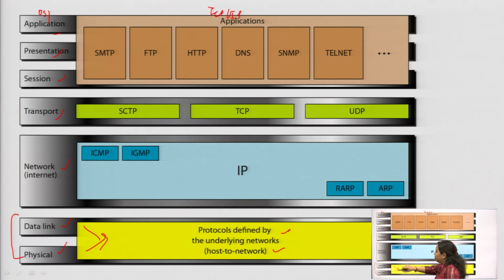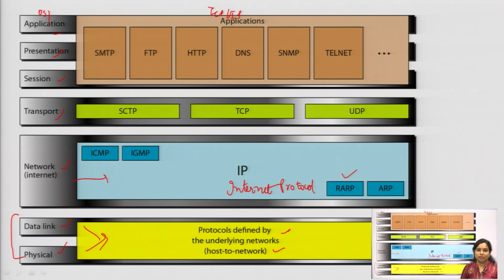Next is the network layer or the internet layer. It will map to the internet protocol. This IP is known as internet protocol. Now, there are different protocols associated with this IP. You can see this is RARP. RARP is reverse address resolution protocol. This is address resolution protocol, ICMP and IGMP. So, there are basically 4 different protocols associated with internet protocol. This is the second layer of the TCP/IP.